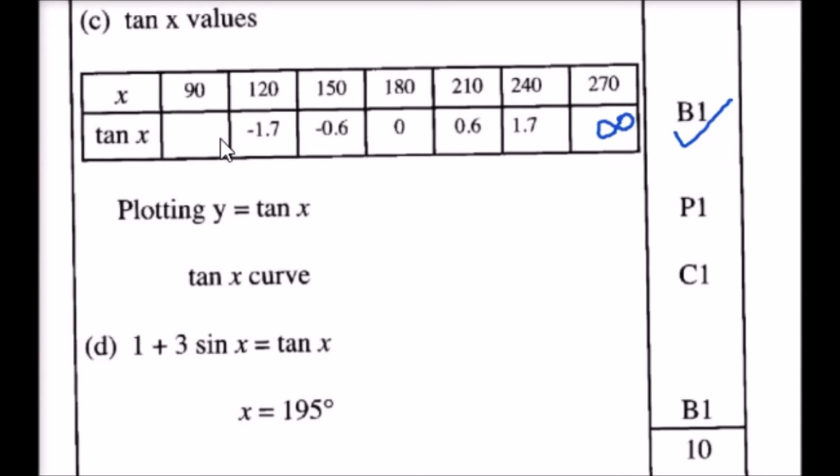This is infinity. Then you get 1 point for the curve being straight, and for plotting and the smoothness or the fitness of the curve, you get 1 mark. Then by getting the angle 195, which you have got, you get a bonus point. So the total question adds up to 10. So that is how marks are awarded in this question.